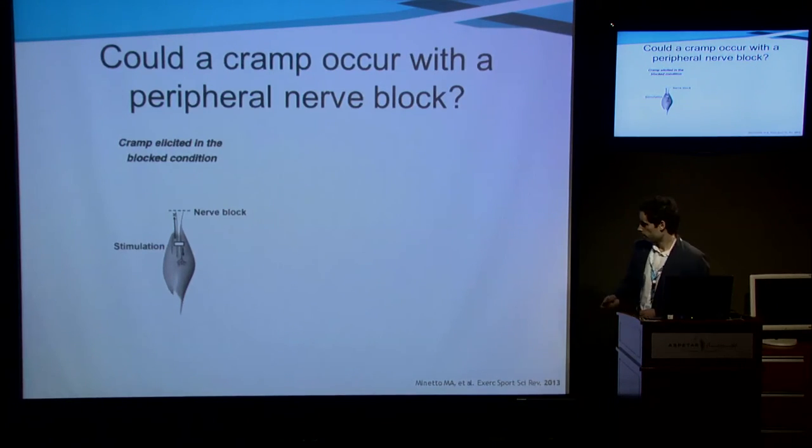Well, Minetto has tested it. He did a peripheral nerve block with lidocaine. It blocks the sodium channels, so no information goes to the spinal medulla or comes from the spinal medulla to the muscle. The muscle is isolated here. And then he stimulated the muscle to induce a cramp. So could a cramp still be induced?